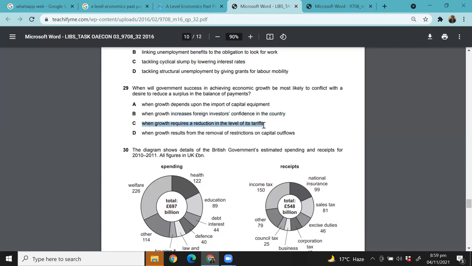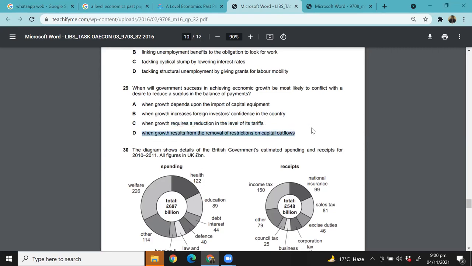When growth requires a reduction in the tariff, growth is taking place, reduction in tariff. When tariffs are less, what will happen to the balance of payments? Can you tell me that? So when tariffs are being removed, more imports, yeah, means decrease in the surplus. So again, there is no conflict.